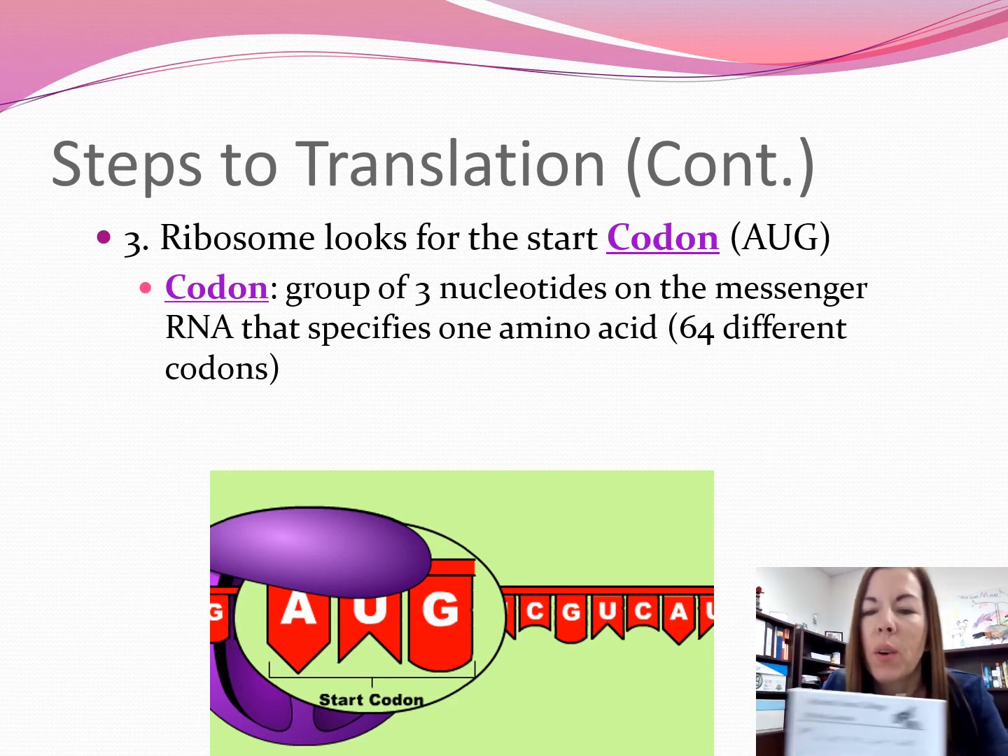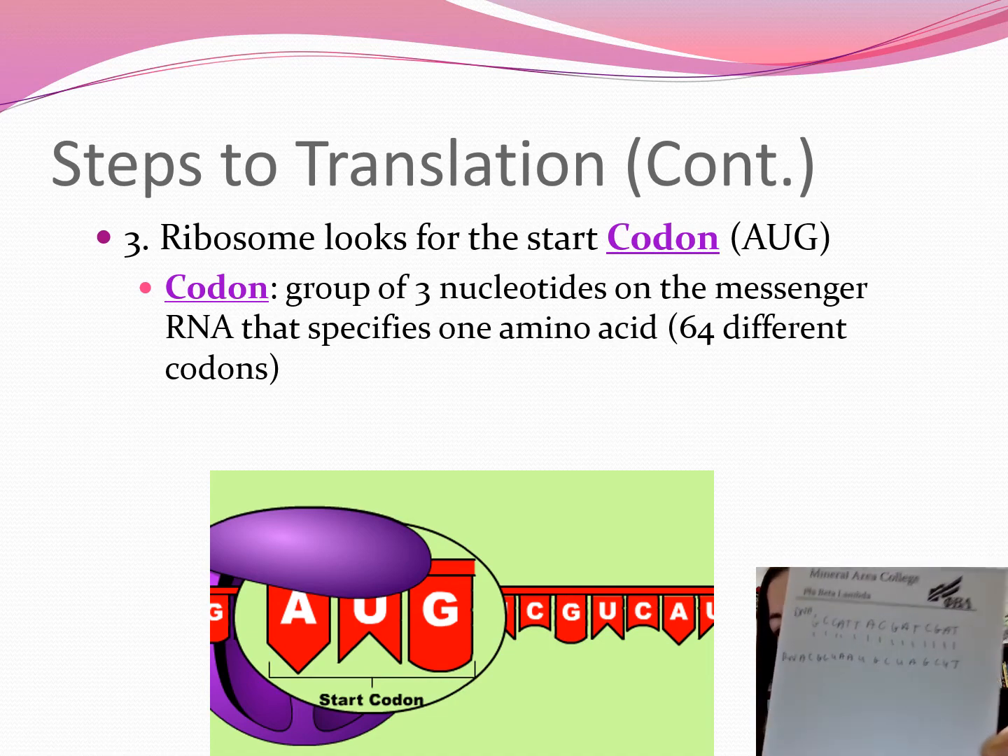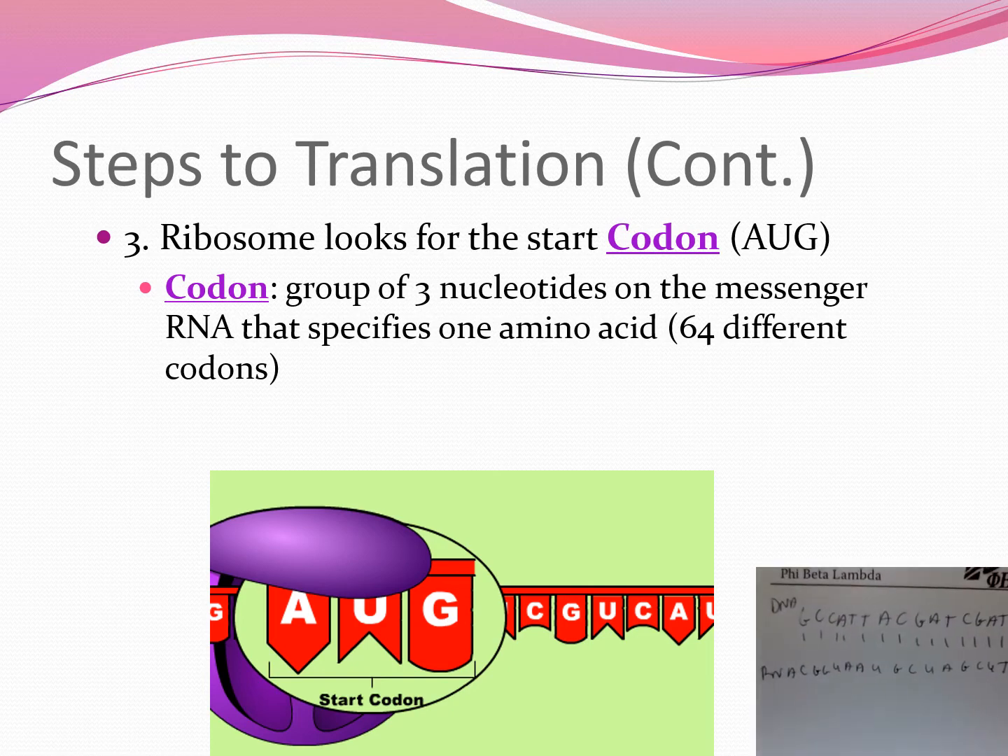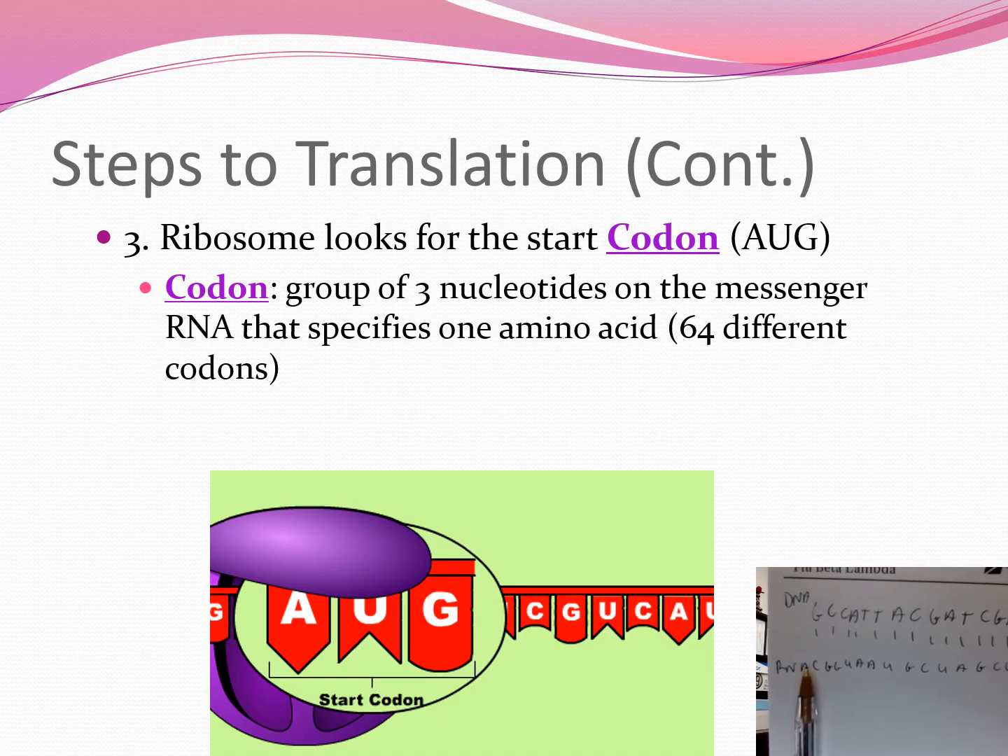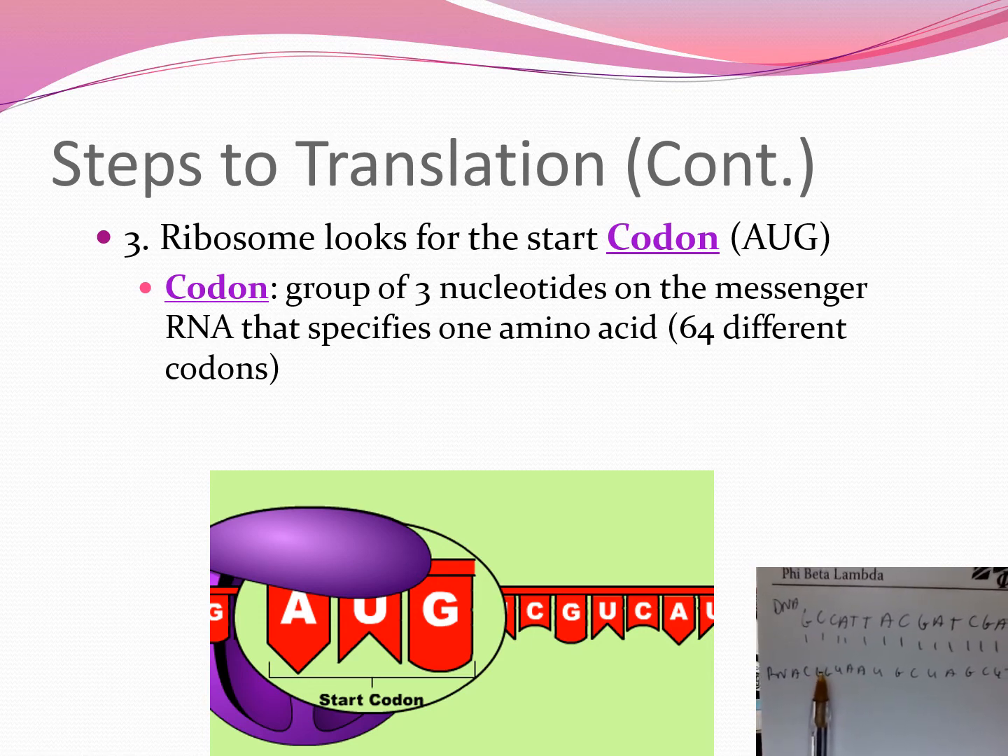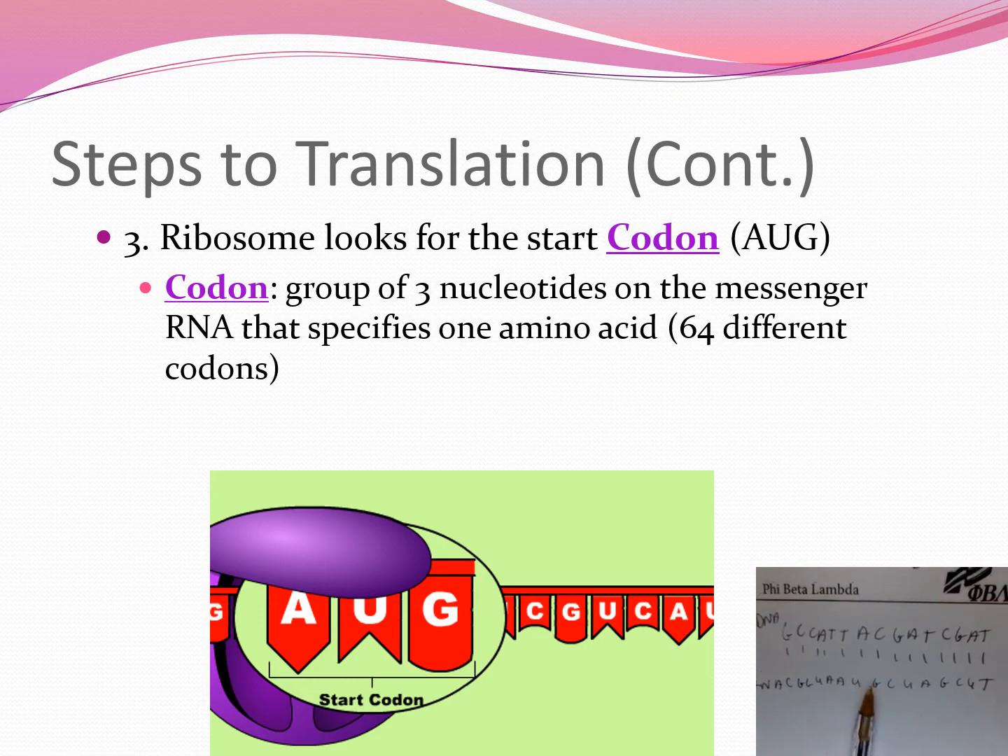So if you were pretending that you were doing this job, if you were doing translation on my little paper here, you would take this bottom line where it says RNA, and this RNA would be translated. And so you wouldn't start the process of translation until you found the combination of letters A, U, G. So here is our start codon right there.